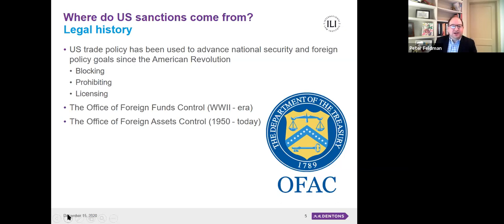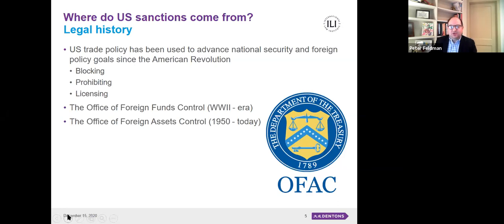The United States imposed sanctions on Great Britain prior to the War of 1812. The Union imposed sanctions on the Confederacy during the American Civil War. And interestingly enough, this actually included one of the first, as far as we're aware, licensing regimes. Sanctions were used as a policy tool by the United States in World War I, and I'll talk in a minute about how the statute that set up those sanctions is actually still on the books and still used today, almost 100 years later.